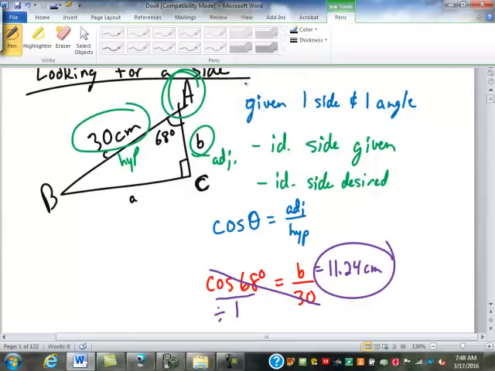Now, if we're in centimeters, going to a couple decimal places is adequate. If we're in inches, you should probably go to at least 3, at least go to the thousandth.